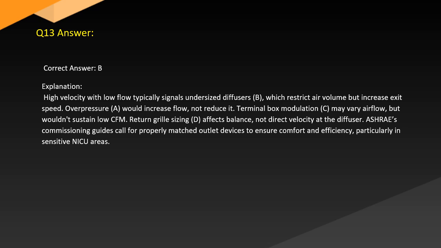Answer. Correct answer: B. Explanation. High velocity with low flow typically signals undersized diffusers (B), which restrict air volume but increase exit speed. Overpressure (A) would increase flow, not reduce it. Terminal box modulation (C) may vary airflow, but wouldn't sustain low CFM. Return grill sizing (D) affects balance, not direct velocity at the diffuser. ASHRAE's commissioning guides call for properly matched outlet devices to ensure comfort and efficiency, particularly in sensitive NICU areas.